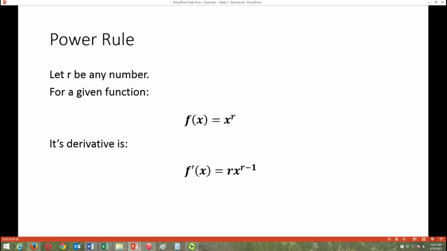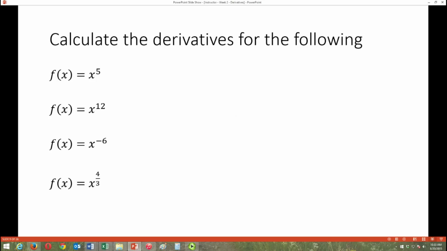Let's practice some. Calculate the derivatives for the following. You may want to pause the video here and work some of these out on your own. What is the derivative of f of x equals x to the fifth? It's simply f prime of x equals 5x to the fourth. Notice how we brought the 5 down and subtracted 1.